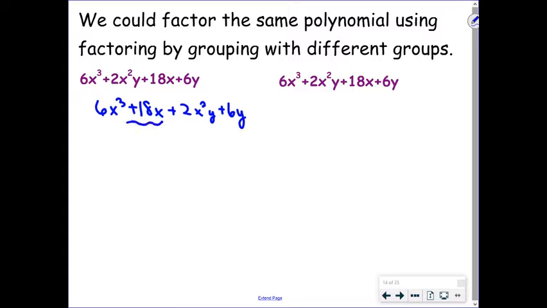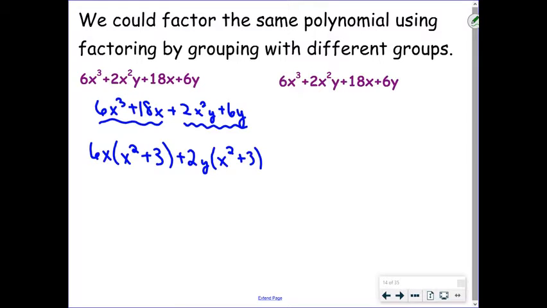So now, what can I pull out? A 6 and an x. What do I have left? X squared plus 3. When I pull it out of the second one, what do I have? What's the same in there? What's in common? A 2 and a y. So I'm going to pull out a 2y. What do I have left? X squared plus 3.